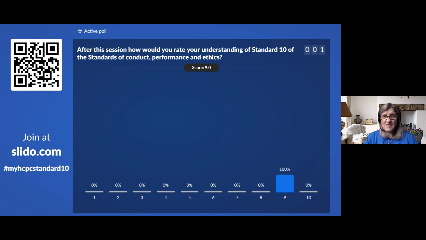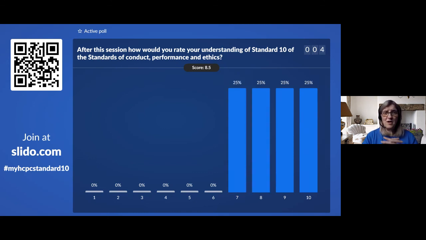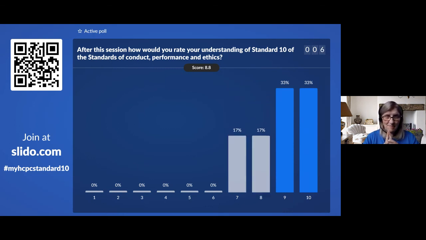So after this session, how do you rate your understanding of record keeping? I do appreciate that people have got concerns about the remote nature of record keeping and those sorts of issues. So I hope that's a little bit more helpful to you. But that looks really good on the screen as I can see it. And I know that on my phone, I can see even more votes coming in. So that's actually really reassuring.